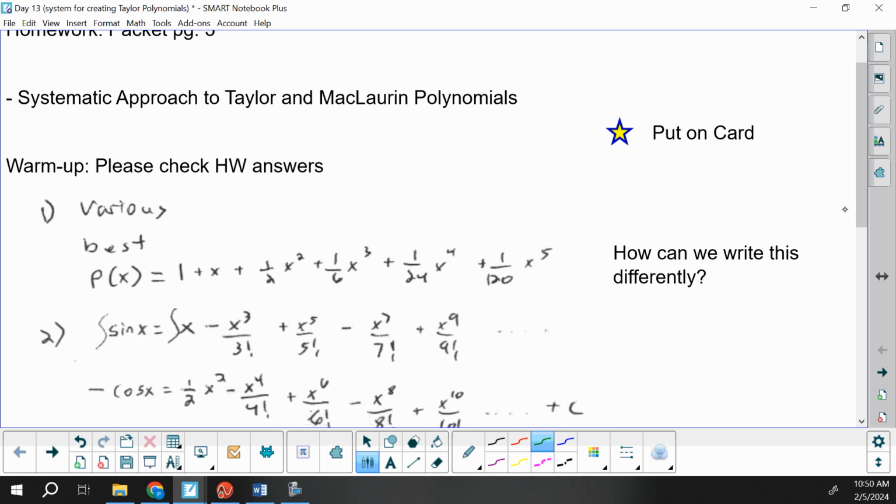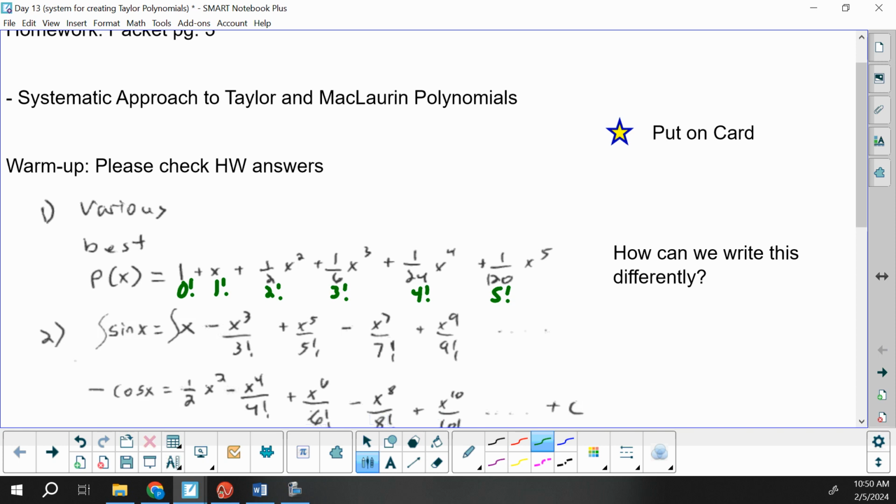Well, 24 is really 4 factorial, 6 is really 3 factorial, 2 is really 2 factorial. The x is over 1, which is 1 factorial. The 1 is over 1, which is the same as 0 factorial. And this one here would be 5 factorial. So we're going to put our e to the x on our card.